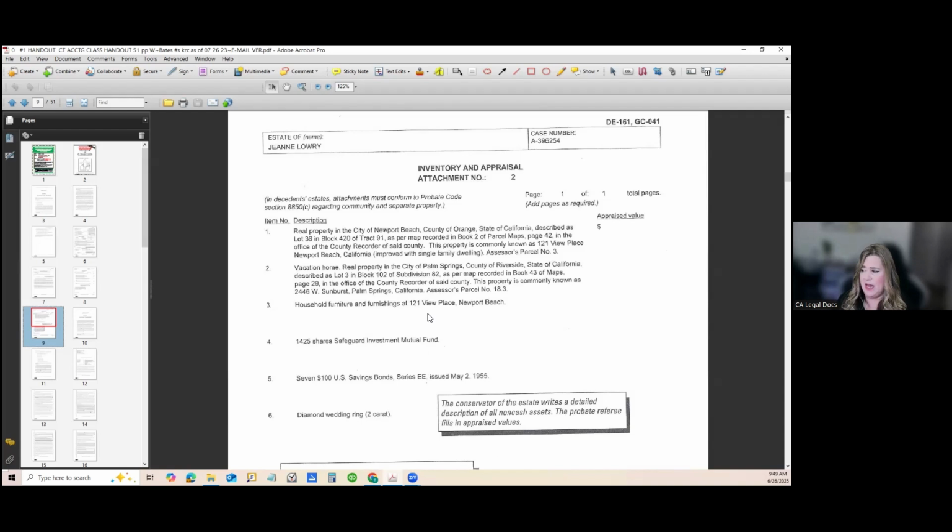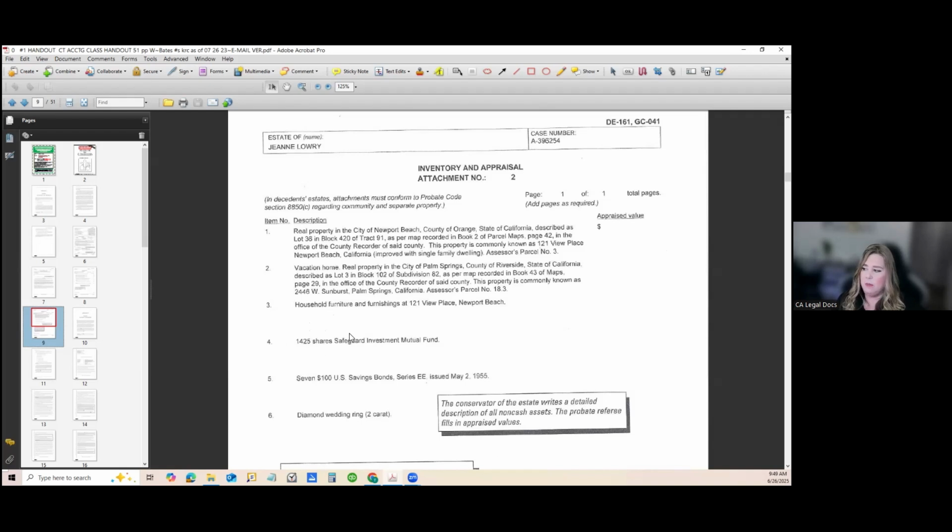I also don't put the address where the furniture and fixtures are. I just don't. They can assume it's in one or two places. Now, since I have a vacation home and real property, maybe I want each valued. So I may say household furniture and furnishings in the residential property, or household furnishings in the vacation home, and list them separately if I want two different evaluations.